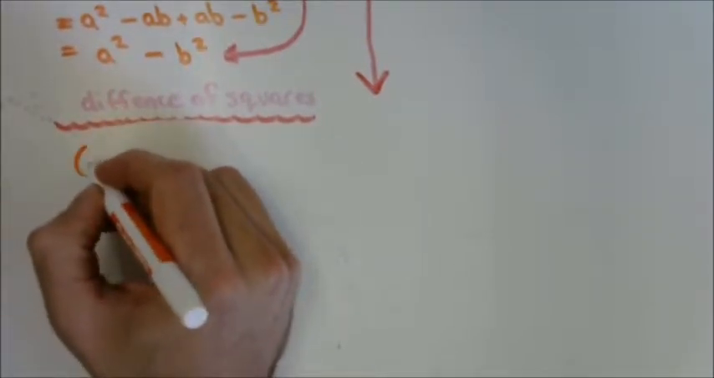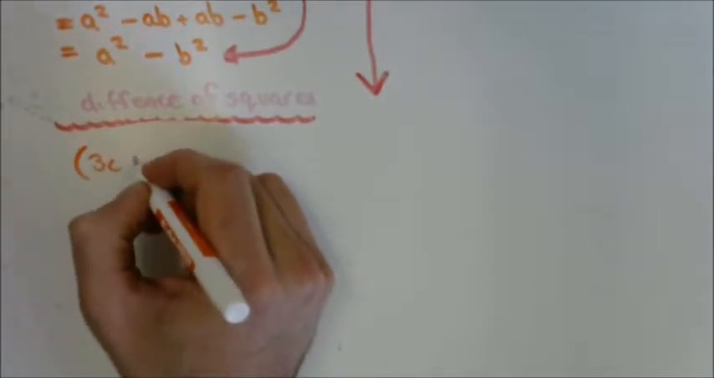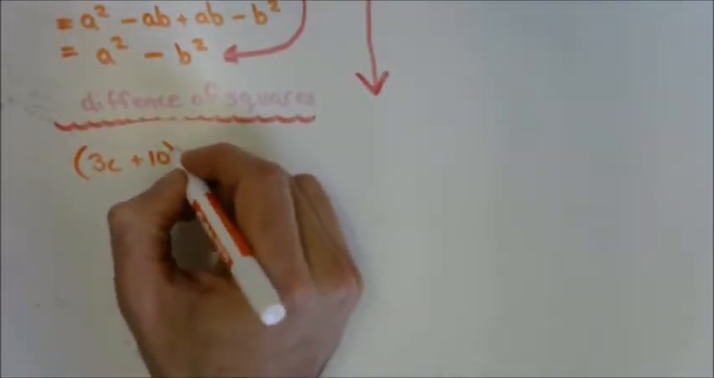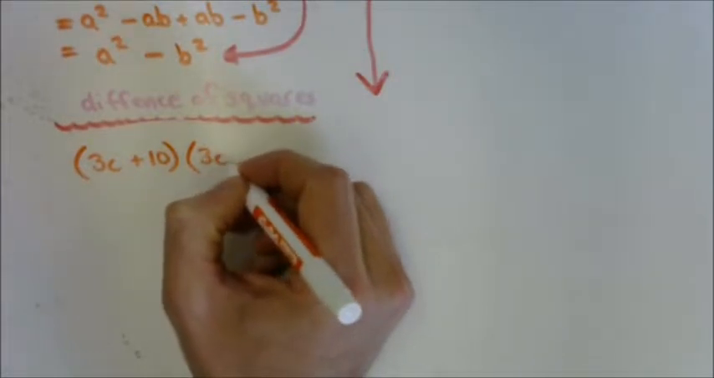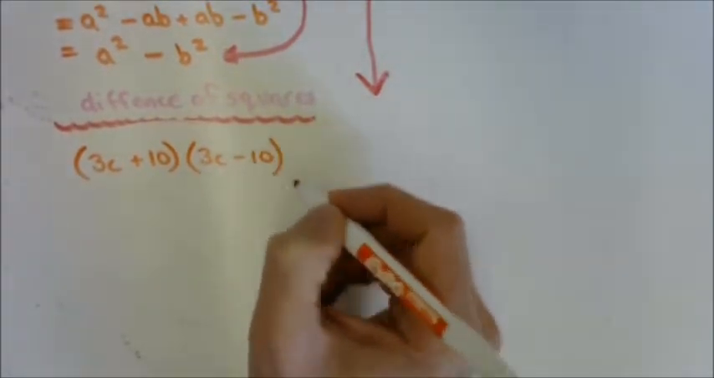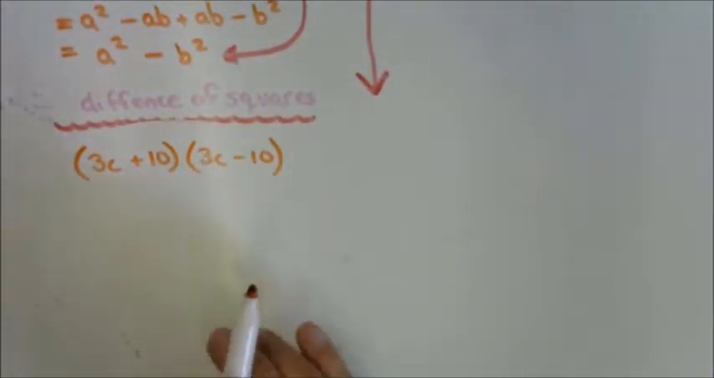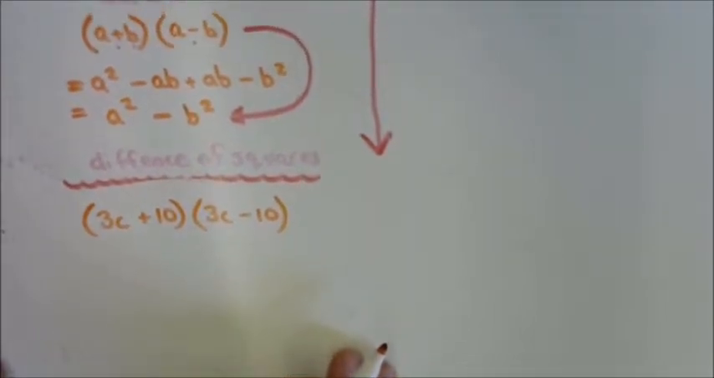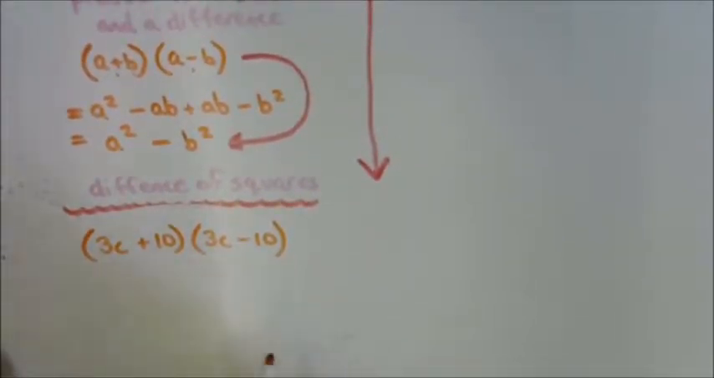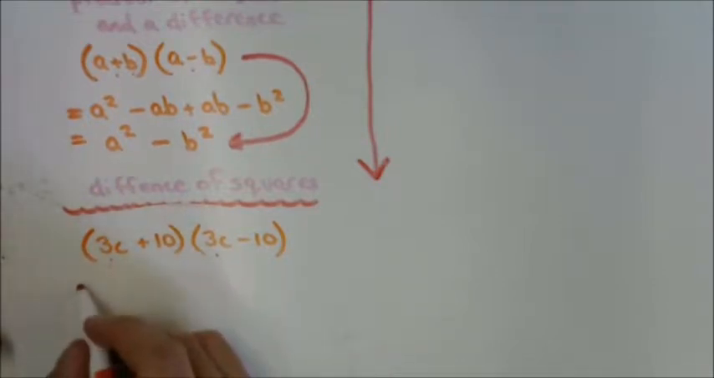We are going to do 3c plus 10 times 3c minus 10. What do you see? It is a product of a sum and a difference. There's two binomials multiplied together. They both have the same a, and they both have the same b. One of them is stuck together with an addition, and one of them by subtraction. That's a sum and a difference.